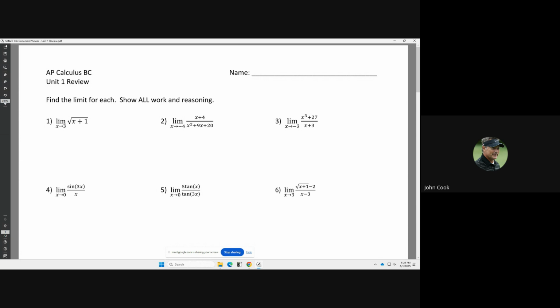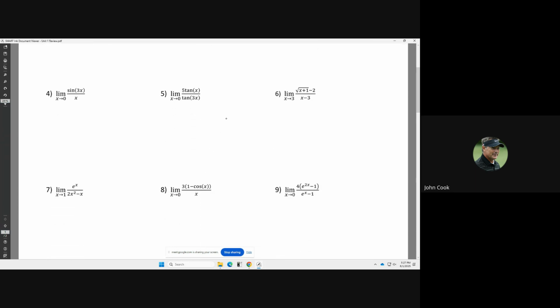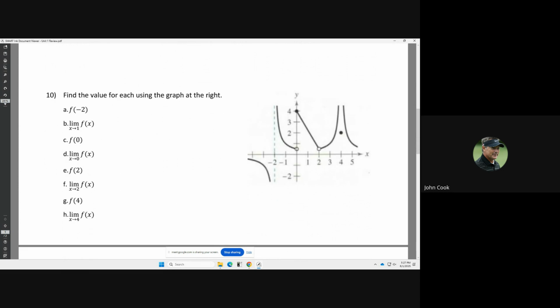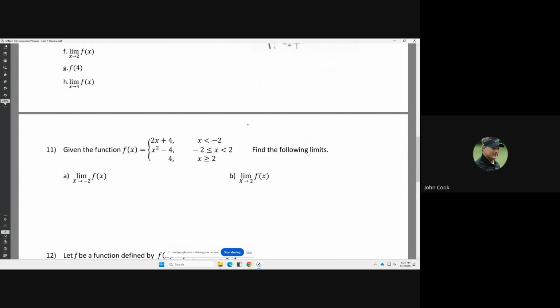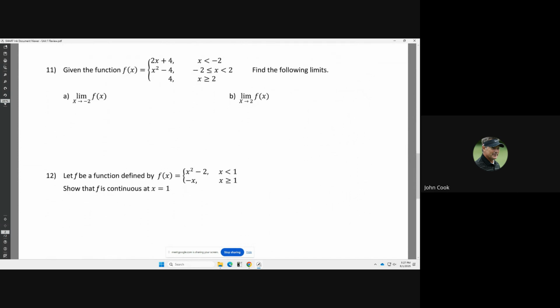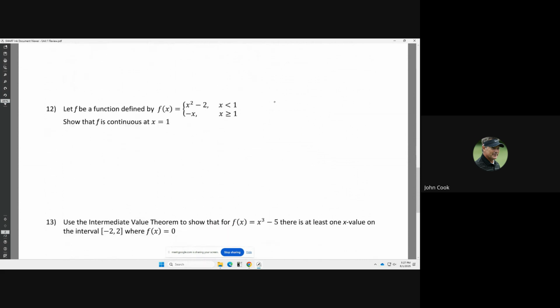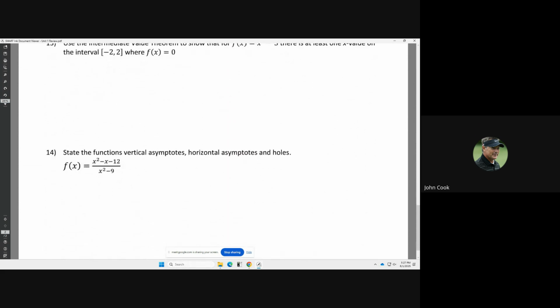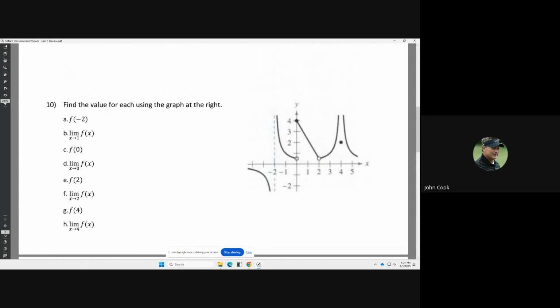So, for AP Calculus BC, it's the Unit 1 review. It's our very first test of the year. We start off with finding the limits. Then we go to showing a limit based off of a graph, and evaluating a limit, like the different parts, and continuity after that, intermediate value theorem, and then rounding off with asymptotes.